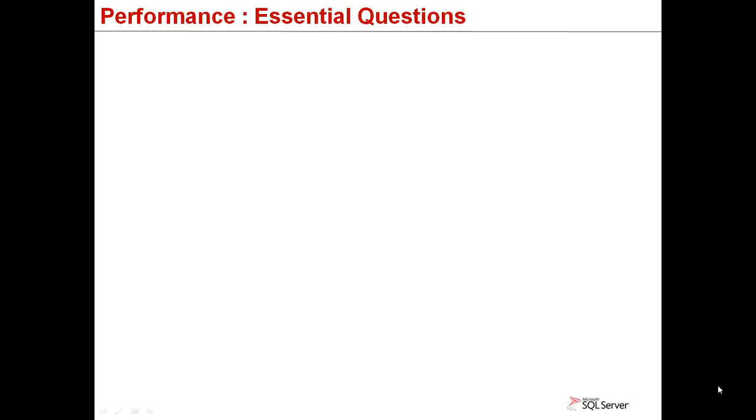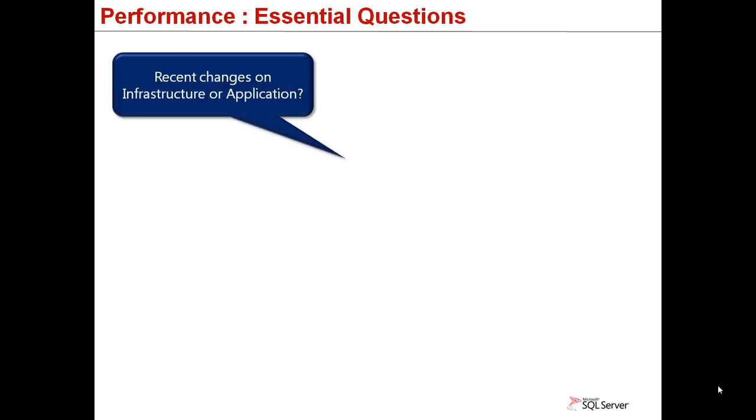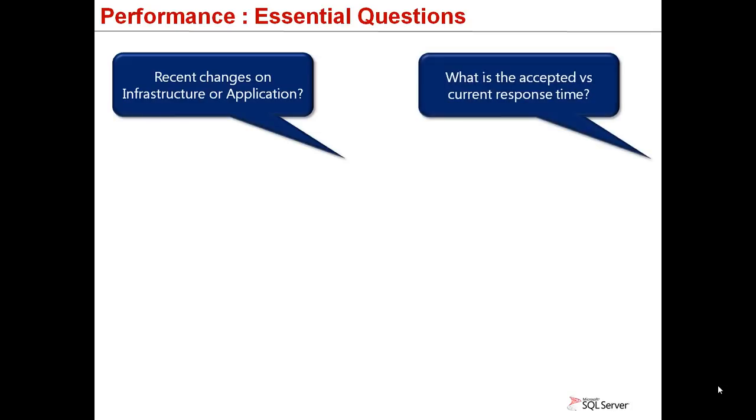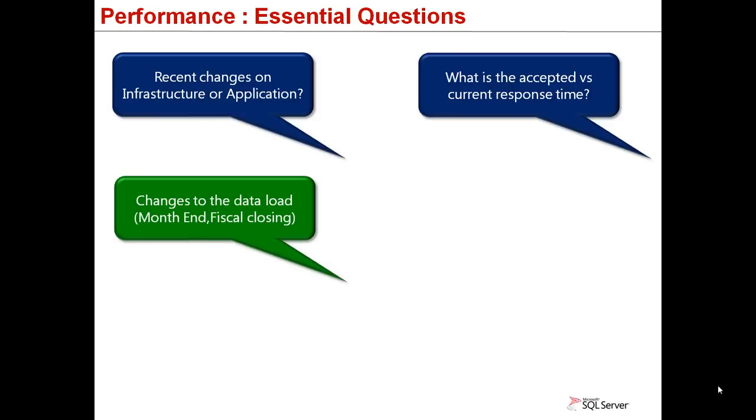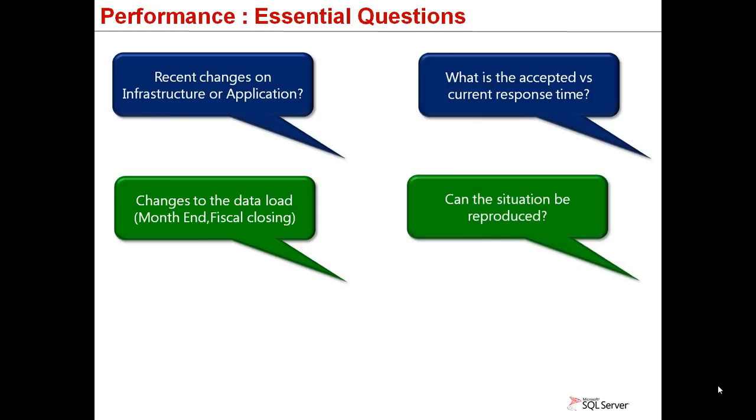The first one: if there are recent changes to the physical infrastructure or the application code or application software. The accepted versus current response time. The client must be able to measure how much the application is slowed down in numbers. Consider periods such as month ends, financial closing, and ask if there are changes to the data volume that is being processed. Ask if the situation can be reproduced.